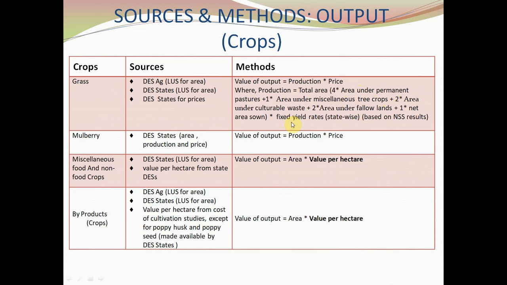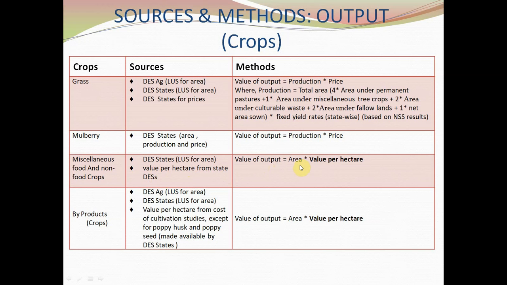Then total area is multiplied by fixed yield rates which are available state-wise, and these data are based on NSS results. Then mulberry. For mulberry, area, production and prices, all things are provided by DES states. Value of output is calculated by using production into price. Miscellaneous food and non-food crops, DES states are providing land use statistics data for area, and value per hectare from states DES is also available.